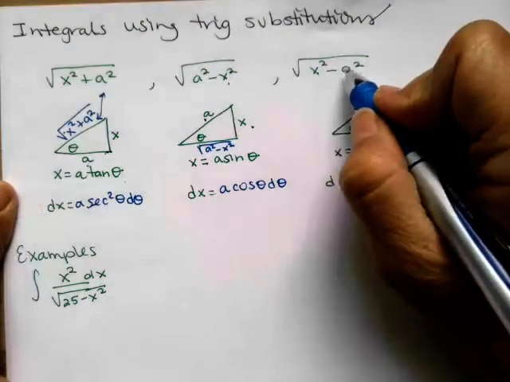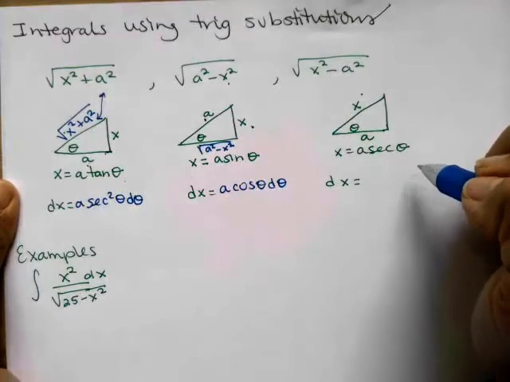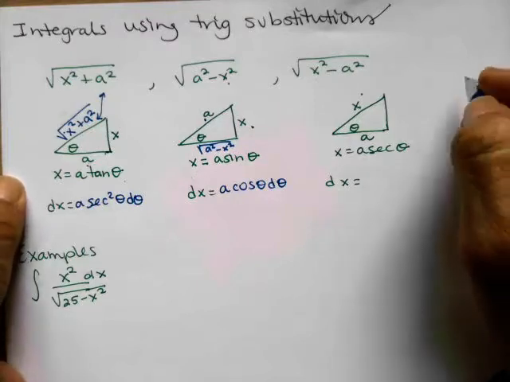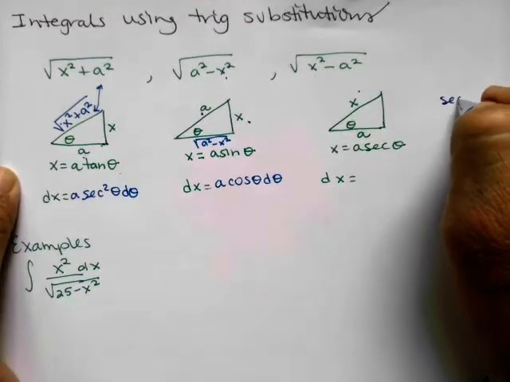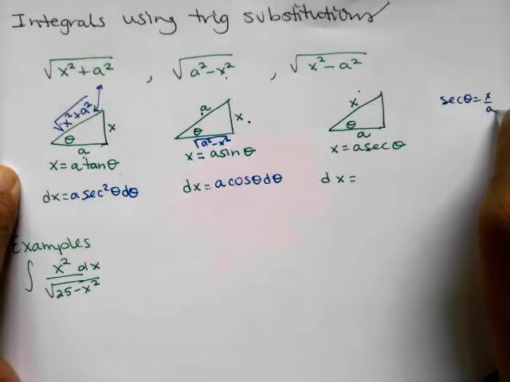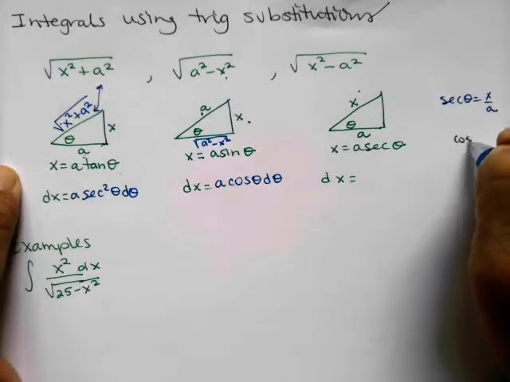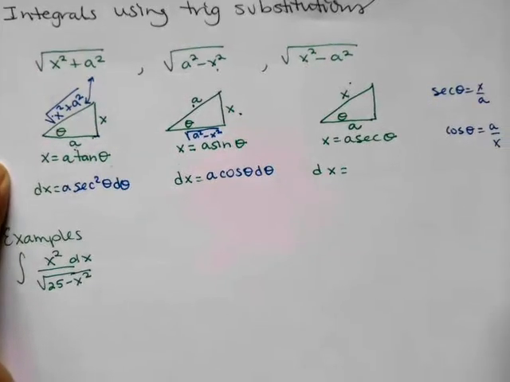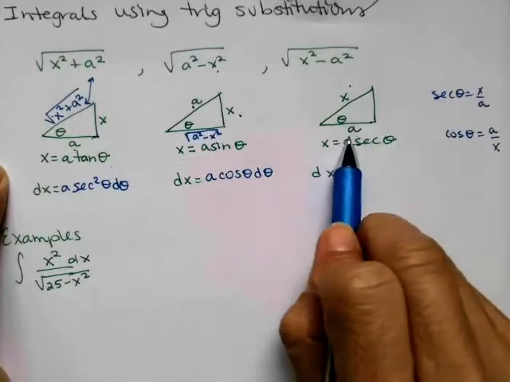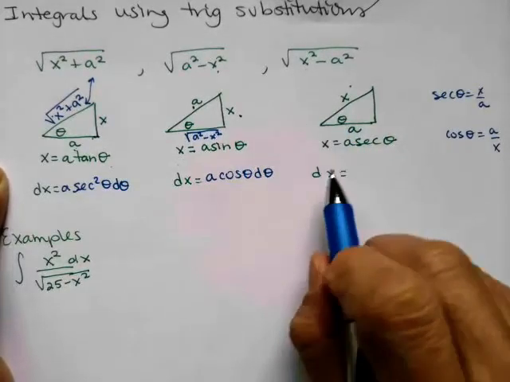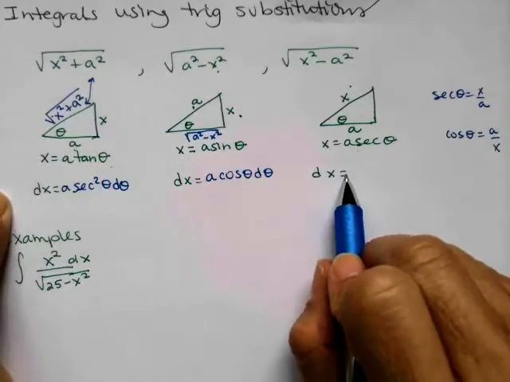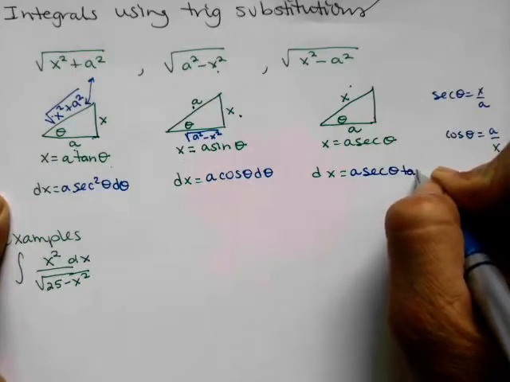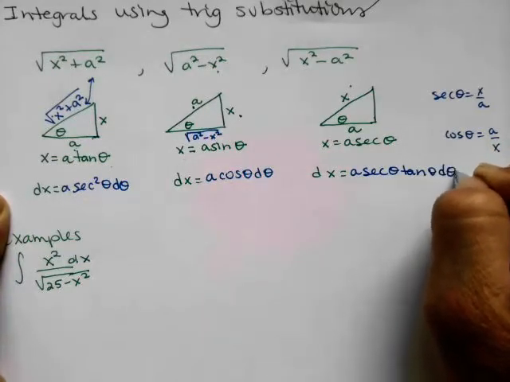And finally, if it's x squared minus a squared, that's when we have to make the substitution x equals a secant theta. So I'll give you just a little bit more on that one. So secant theta would be x over a, but secant theta is 1 over cosine theta. So if I do the reciprocal of both sides, that's kind of how you can think of labeling that triangle. So cosine of theta is a over x. Okay. So now back to the secant though. So if x is a secant theta, dx would be a secant theta tangent theta d theta, right?